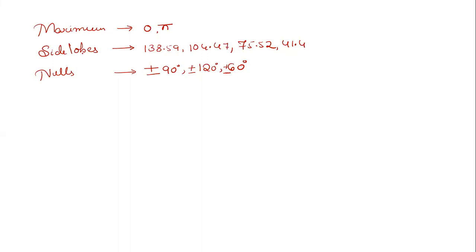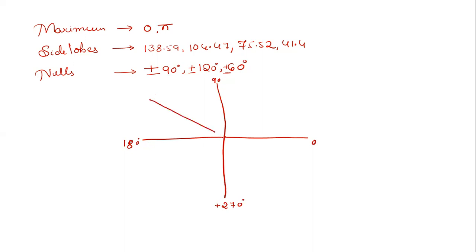Now we have to write that. So let me mark maximum, side lobe, null direction. So always better to start from 0. Pardon me for not writing a straight line. Okay. Let me write 180 and then minus 90 or 270. Then always I prefer to write from nulls. So first null we got was for 120. So 120 is somewhere here near to 180. So I'll write here 120.